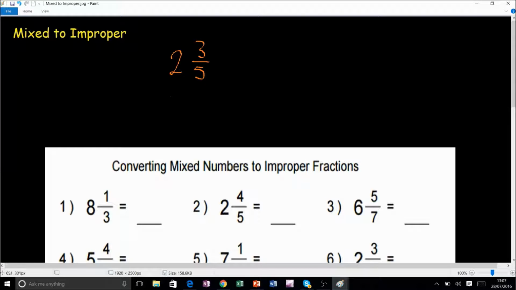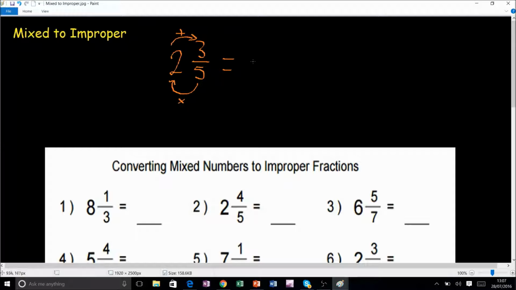Now how would I convert something like this to an improper fraction? An improper fraction is a fraction that has the bigger number on top and the smaller number on the bottom. The numerator is bigger than the denominator. So what we're going to do is multiply the 5 by the 2, and then the result that we get there, we're going to add to the 3, and that is going to be our top number for our improper fraction.